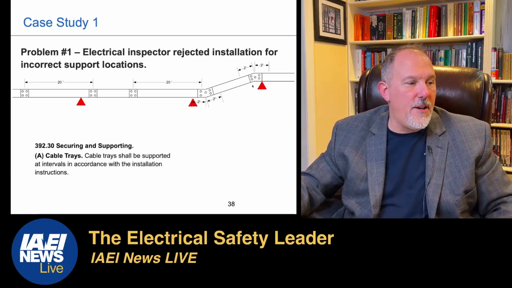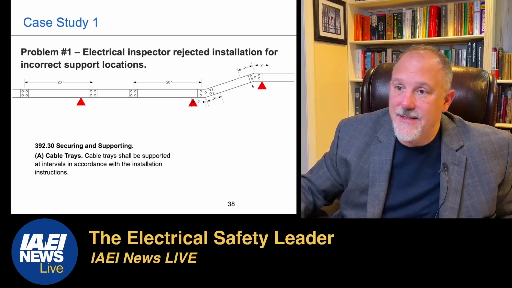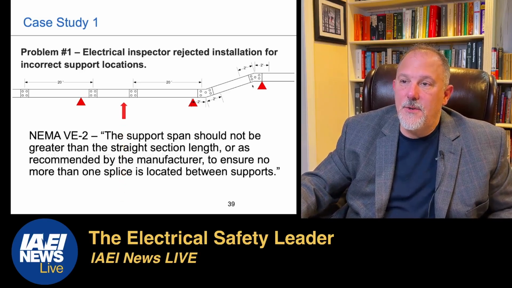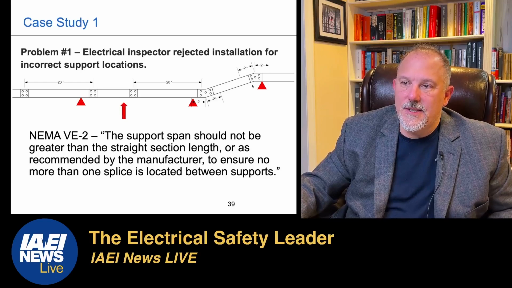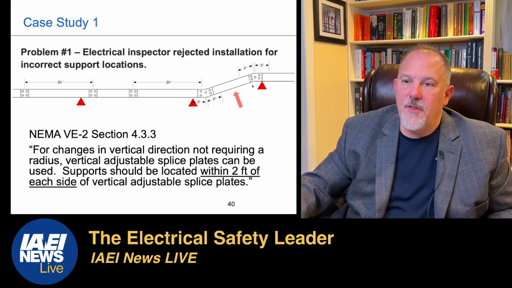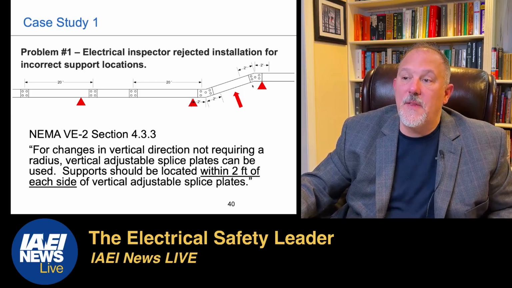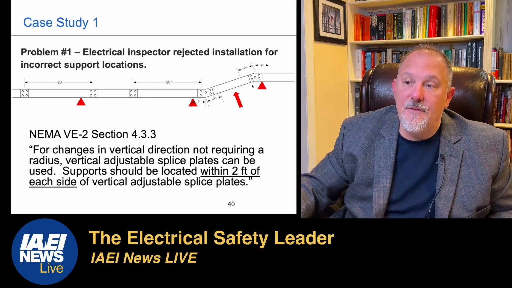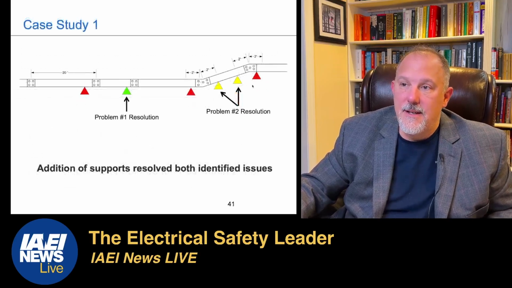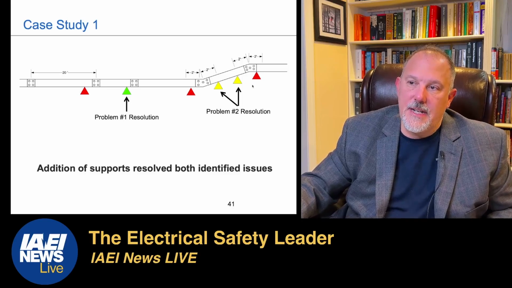Cable trays shall be supported in intervals in accordance with the installation instructions. What it says. VE2, you need around each of these joints, splices. VE2 section 4.3.3, for changes in vertical direction not requiring a radius, vertical adjusting splice plates can be used. Supports should be located within 2 feet of each side of vertical adjusting splice plates. Addition of supports resolved both identified issues.